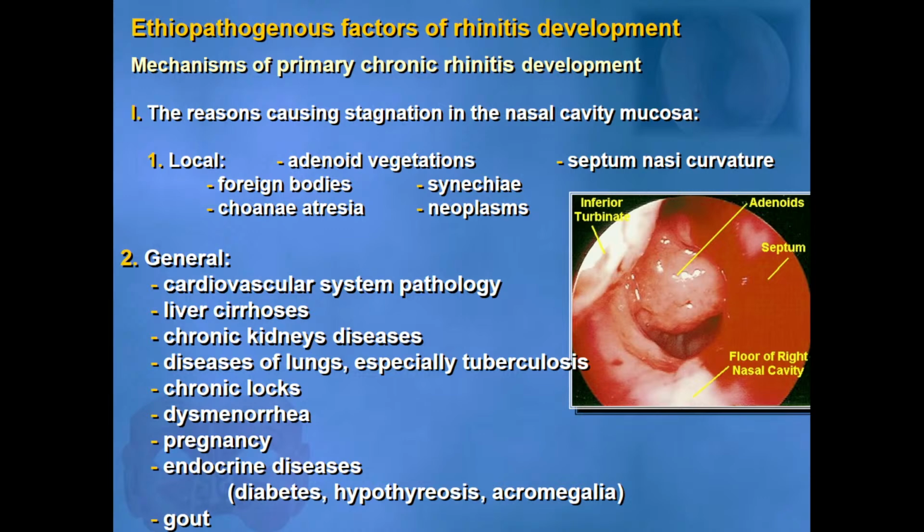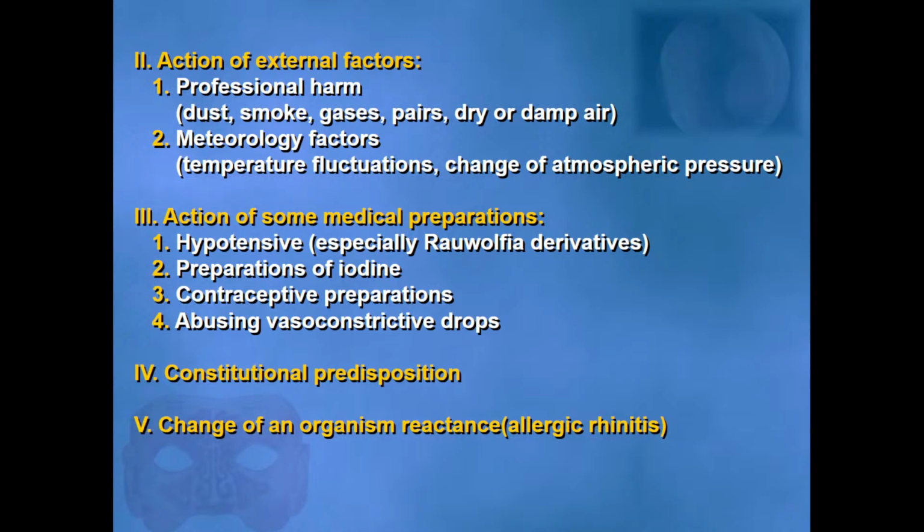And of course, general pathology is a wide spectrum of pathology. Almost any disease of any organ or system can lead to rhinitis. It's cardiovascular system pathology, liver cirrhosis, chronic kidney disease, diseases of lung, pathology of the endocrinological system, and gout.